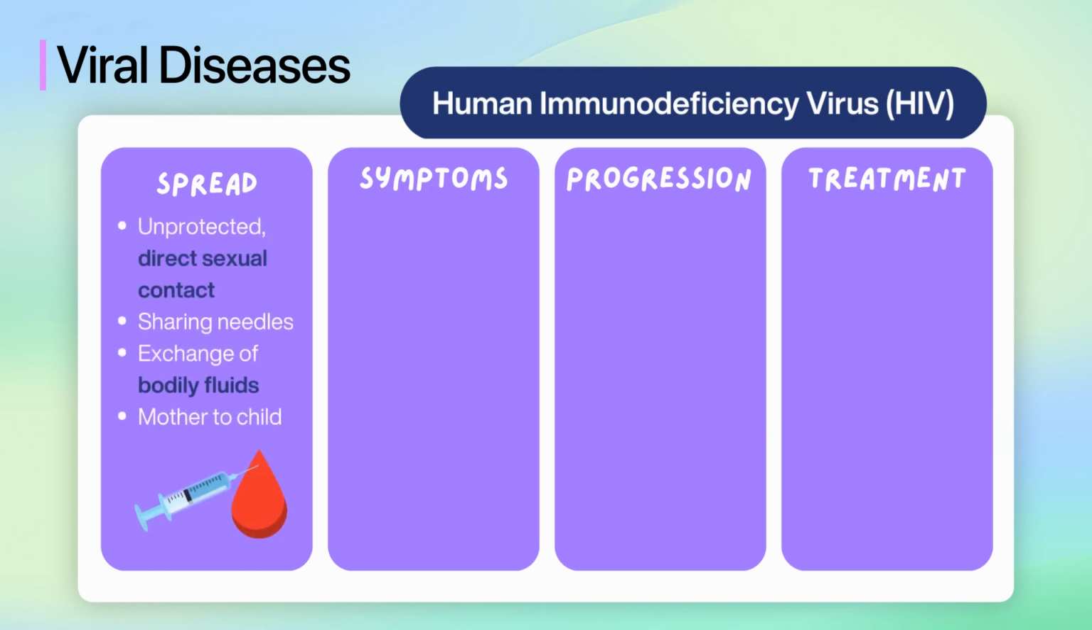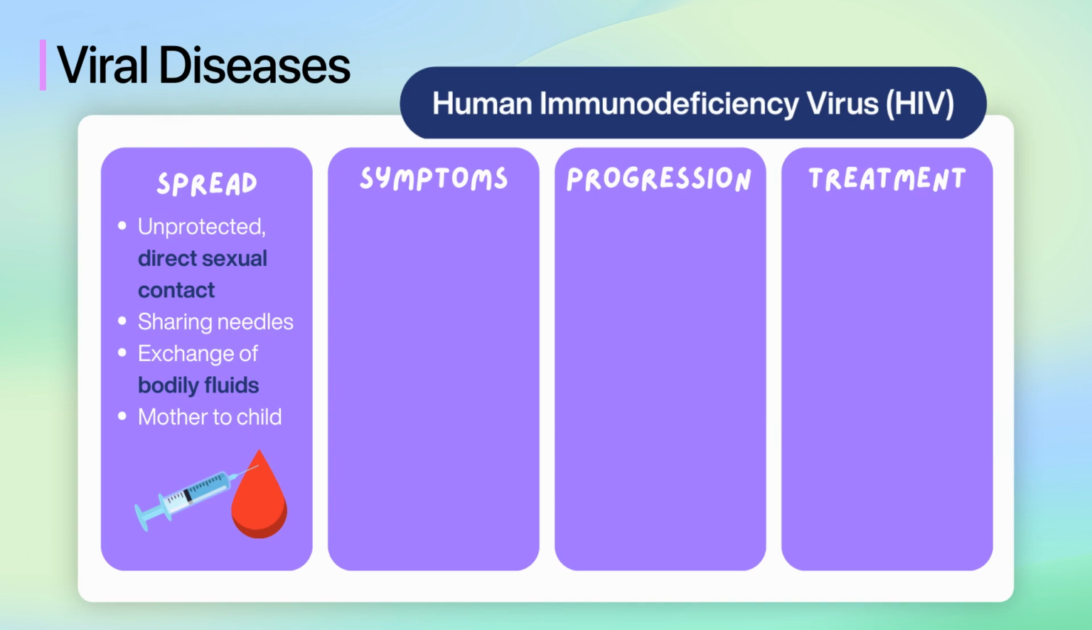HIV can be transmitted via a variety of mechanisms. One example is through direct sexual contact. HIV can be spread through unprotected sexual intercourse with an infected person. A second mechanism of spread is in the exchange of bodily fluids. This includes blood, semen, vaginal fluids, and breast milk.